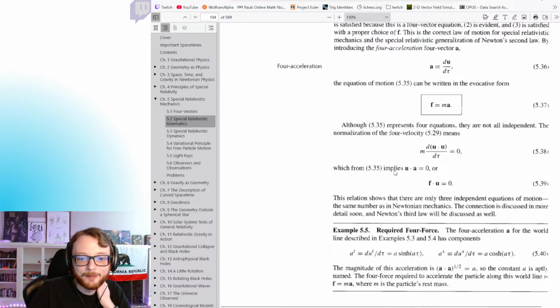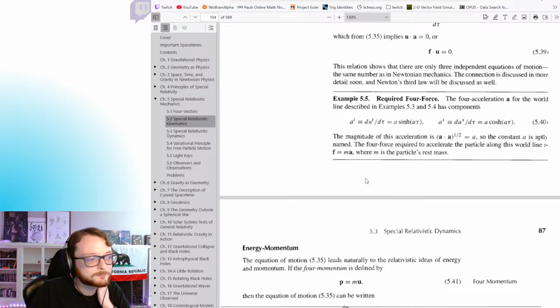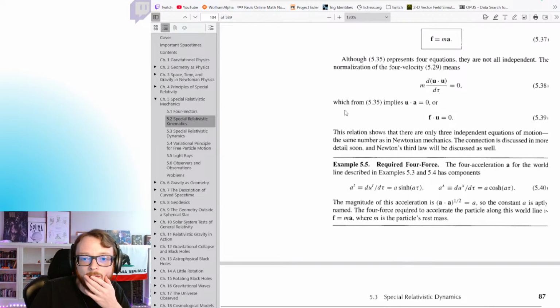So yeah, I was stuck on that little bit there for a long time. What was the big idea they were trying to show us? They were trying to show there's 3 independent equations instead of 4. I'm still not completely clear on what that means. I think it means that if you know 3 of them, you can always calculate what the fourth must be because of this. But I'm not sure if I'm thinking about that the right way.